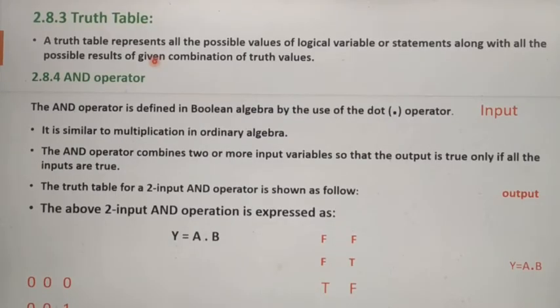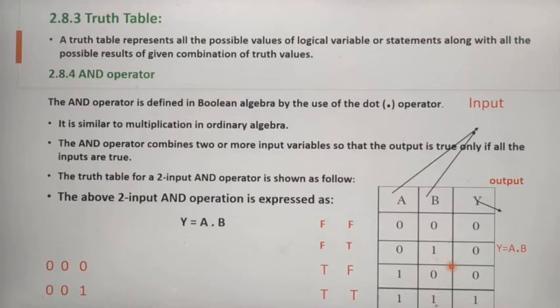Next we can see about truth table. A truth table represents all the possible values of logical variables or statements along with all the possible results of given combination of truth values. Let's see an example for truth table. This is an example for 2 input AND gate truth table. Here we have 2 input variables. A and B both are input variables and Y is our output variable.